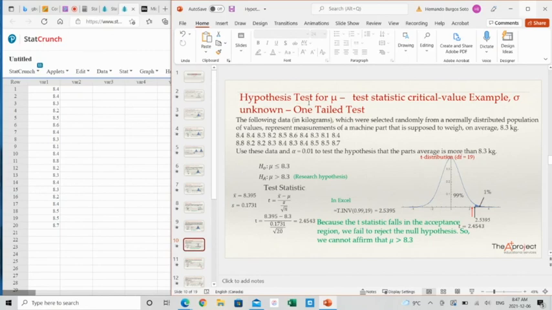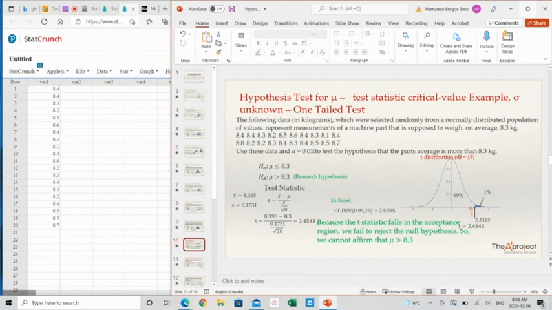This is a problem of hypothesis tests. The following data, in kilograms, were selected randomly from a normally distributed population of values. They represent measurements of a machine part that is supposed to weigh on average 8.3 kilograms. And these are the data. So they don't give you a summary. Actually, they give you the data.